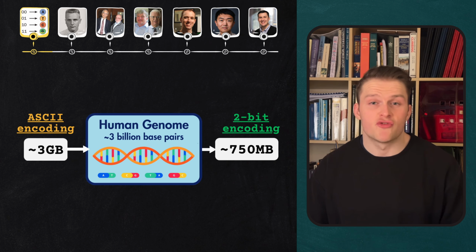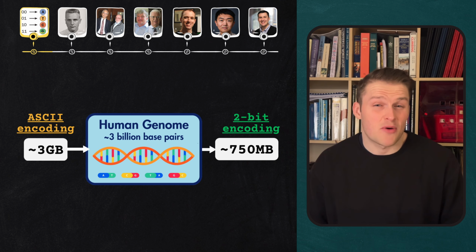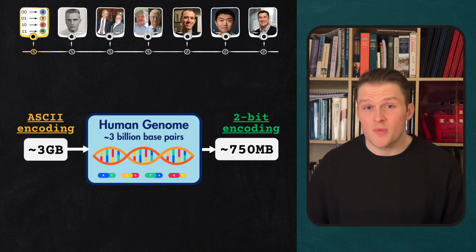This simple encoding trick makes an enormous difference at scale. A human genome contains roughly 3 billion base pairs. Stored as ASCII text, that's about 3 gigabytes of data. But with a 2-bit encoding, we can shrink it down to just 750 megabytes. Still large, but much more manageable.